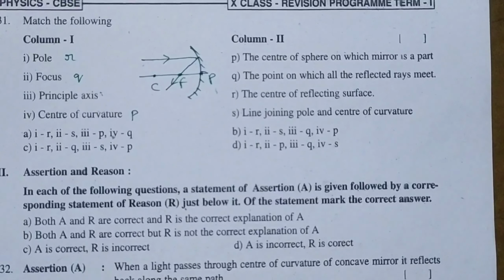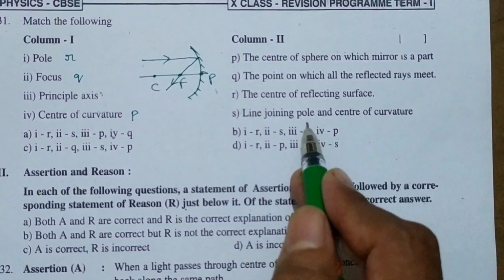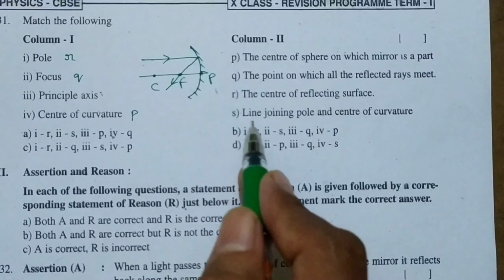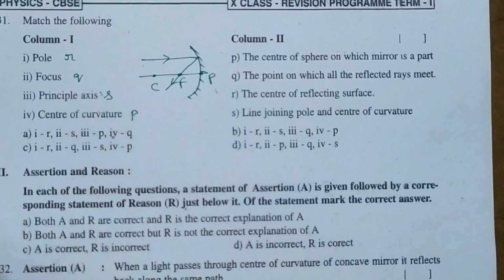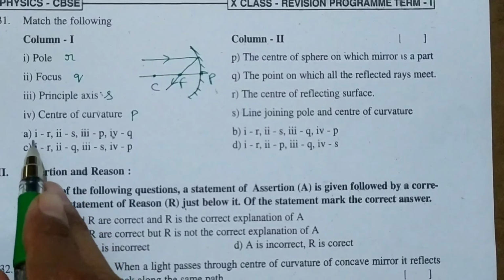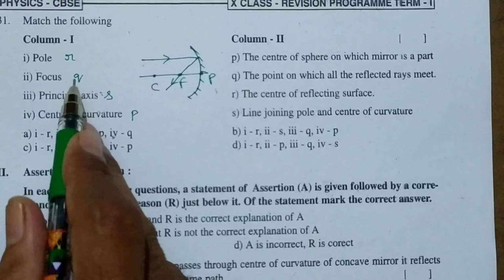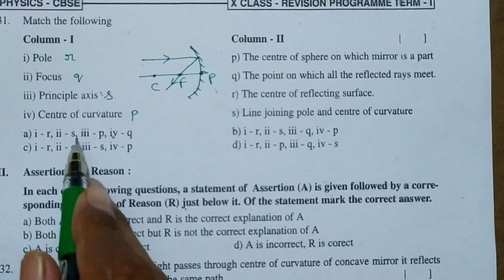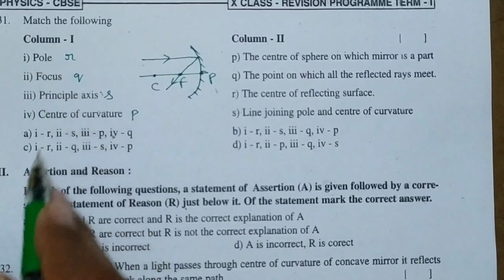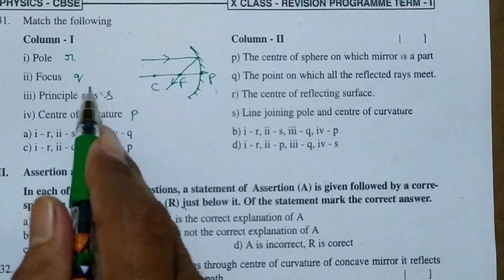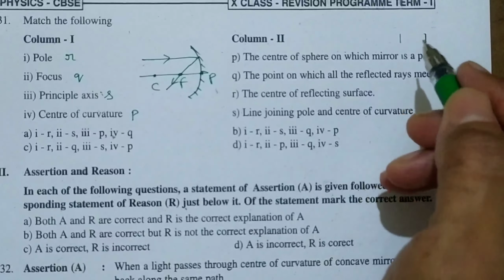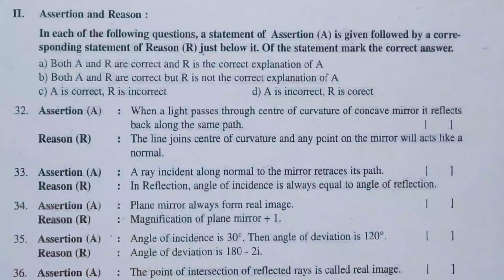Now the last one is the line joining pole and center of curvature. See, pole and center of curvature, this line is called the principal axis. So here S is suitable for the third one, principal axis. Now let us see the options: 1R, 2Q, yes, 2 is Q. First one R, second one Q, third one is S, and fourth one is P. So option C is the right answer for the 31st question.